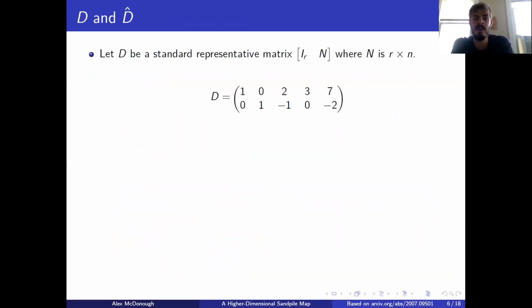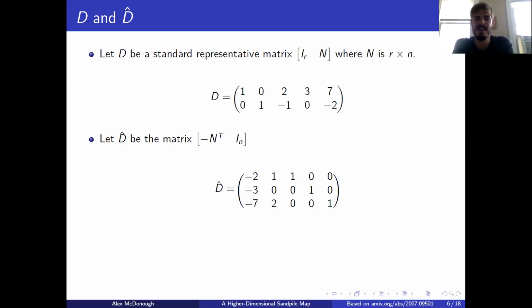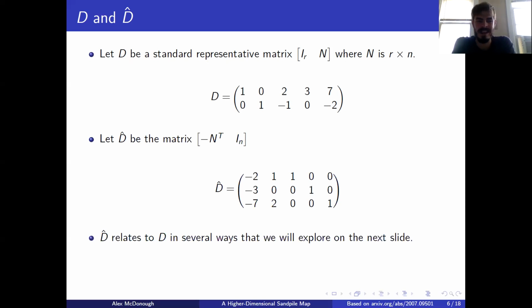All right, we have our standard representative matrix. Here's an example of one. And we've got this very special matrix that I'm going to be talking about called D hat. So to get D hat, what we do is we take negative N transpose, where N is the part of D that isn't the identity, and then we put the identity at the end. So it's going to look like this in this example. Definitely pause and think about it if you can't figure out where we're getting this from. These end up being very related to each other, and I'm going to talk about this in the next slide.